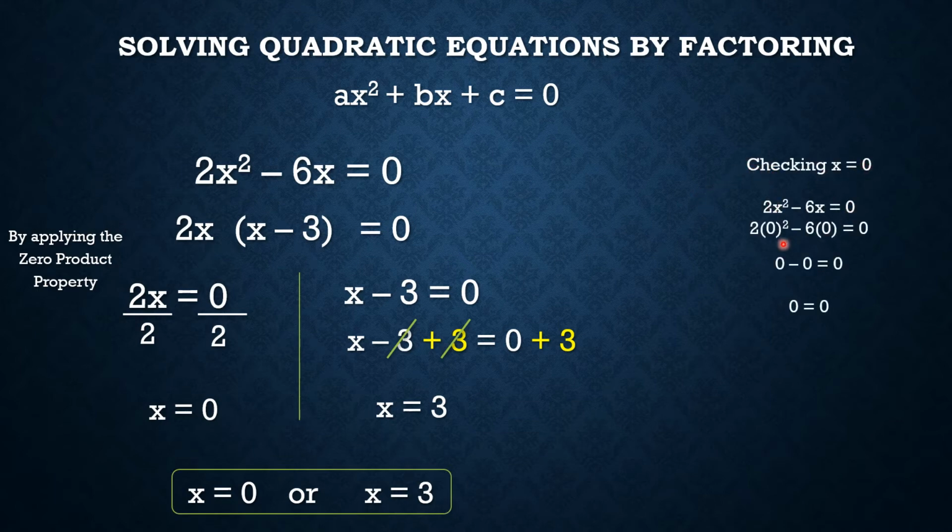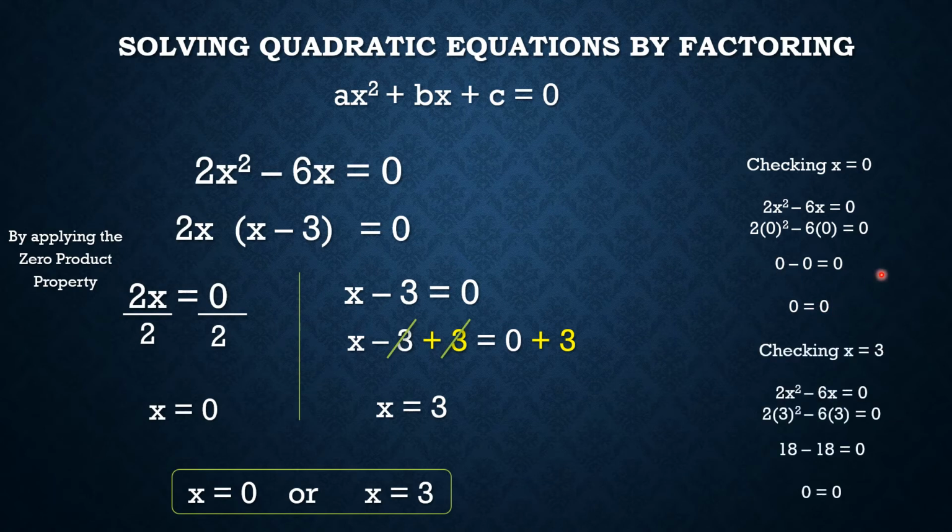By checking, we have this. Checking x is equal to 0 by substituting the values to the original equation, we have 2x squared minus 6x equals 0. So we have 2 times 0 squared minus 6 times 0 is equal to 0. And therefore, 0 minus 0 is equal to 0, and that makes 0 equals 0. And that is true. For the second one, checking x is equal to 3, we have 2 times the quantity 3 squared minus 6 times 3 is equal to 0. And then 18 minus 18 is equal to 0, and then 0 is equal to 0. And that is also true. So therefore, these are the solutions to this quadratic equation.